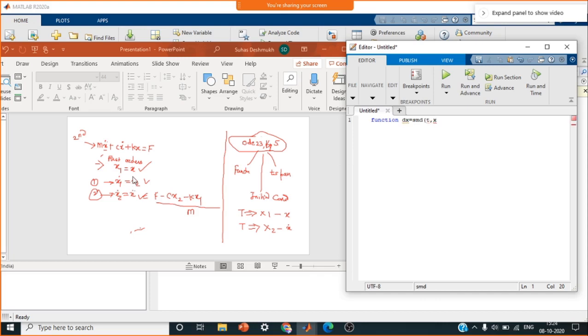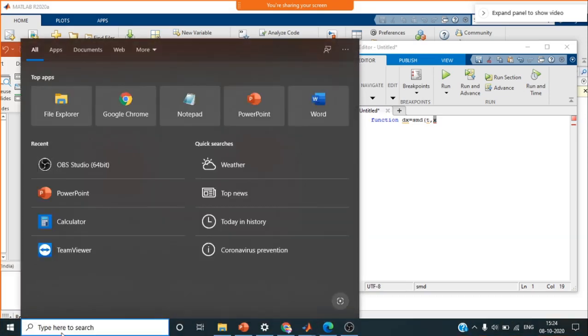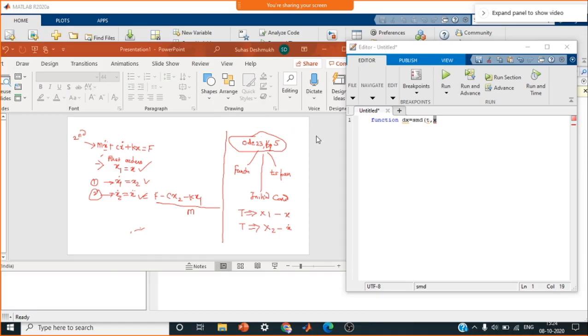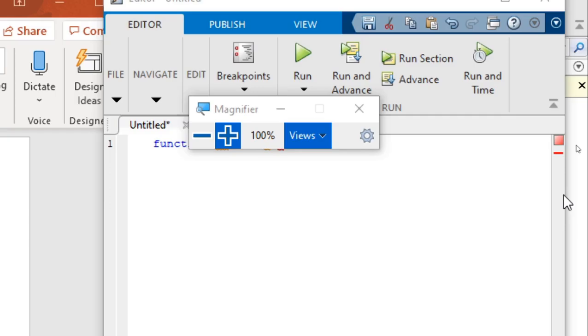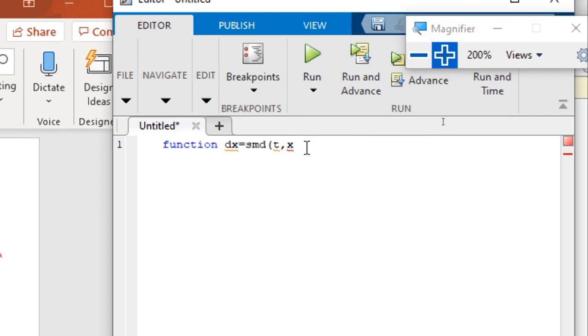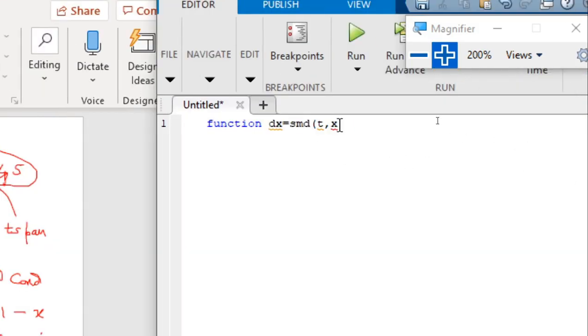What are the initial conditions? At time t equal to 0, I have to supply x1 and x2. These are the two initial conditions I need to provide. This also has two values. I'll just magnify it so that you can visualize that. This dx will have two numbers. Then I can now write this function.